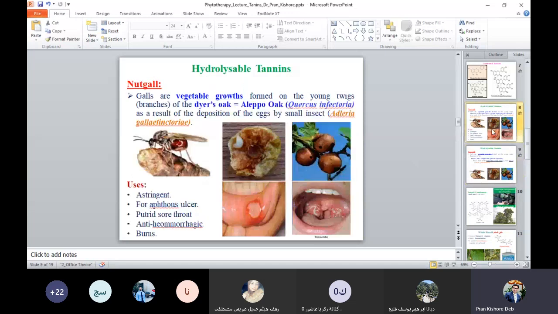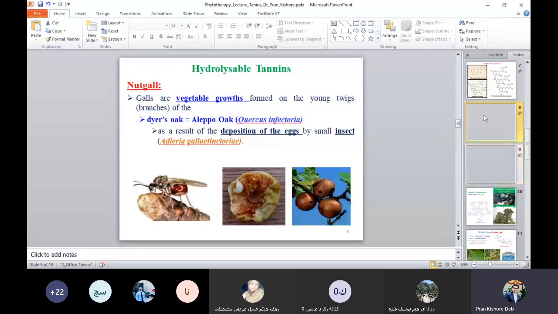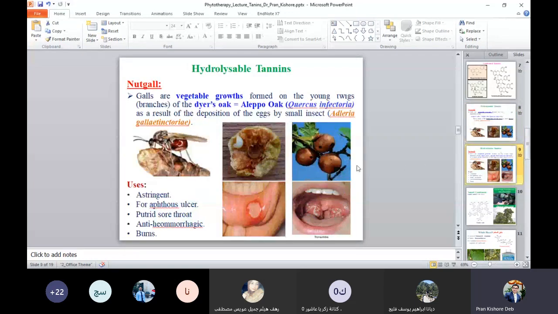Go to the next slide. So what are the uses? It is used as an astringent for the treatment of aphthous ulcer in the mouth, you can see the picture of the ulcer, and putrid sore throat. It's also used as anti-hemorrhagic, and for the treatment of burns.